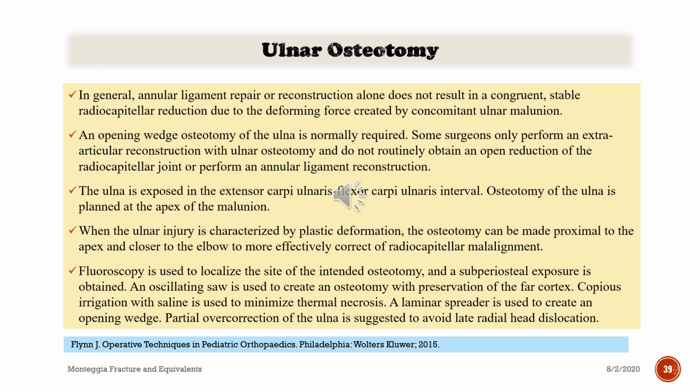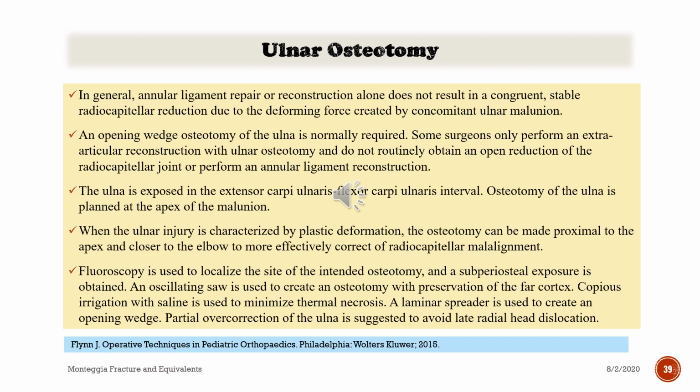In general, annular ligament repair or reconstruction alone does not result in a congruent, stable radiocapitellar reduction due to the deforming force created by concomitant ulnar malunion. An opening wedge osteotomy of the ulna is normally required. Some surgeons only perform an extra-articular reconstruction with ulnar osteotomy, and do not routinely obtain an open reduction of the radiocapitellar joint or perform an annular ligament reconstruction.